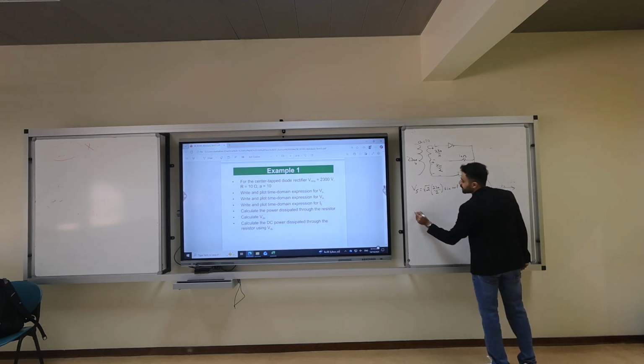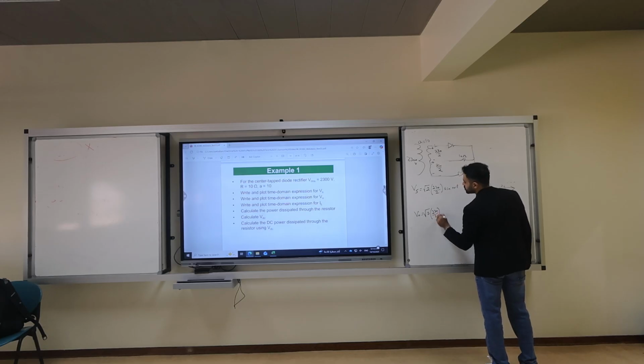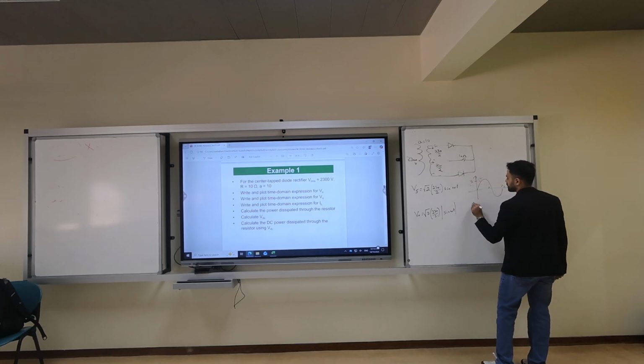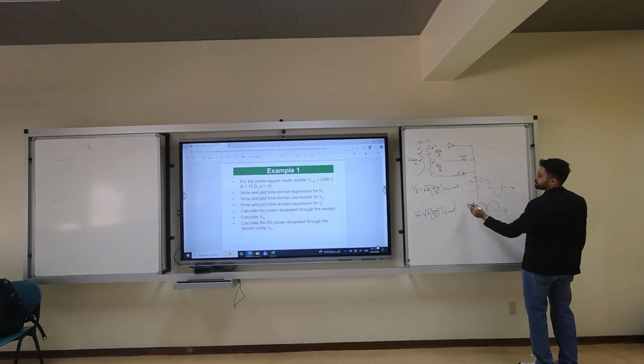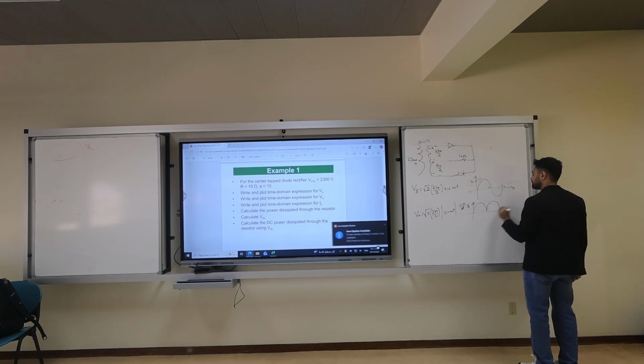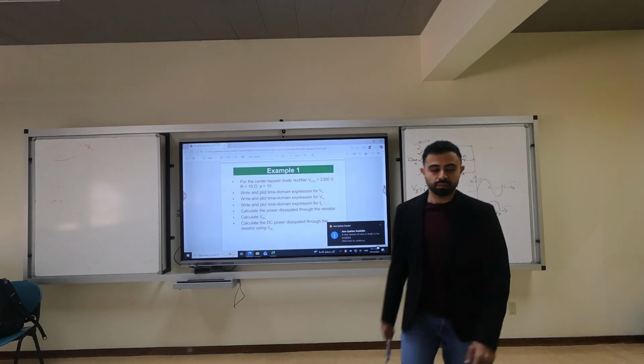So what is V output? V output is the square root of 2, 230 over 2, absolute value of sine omega t, because we rectified, right? So V output peak is square root of 2 times 230 divided by 2. Okay? Pi, 2 pi. You agree with me?